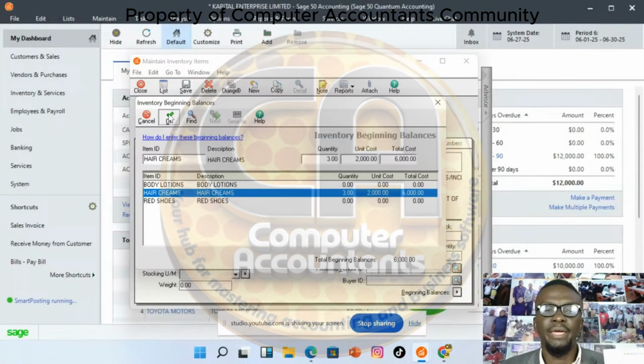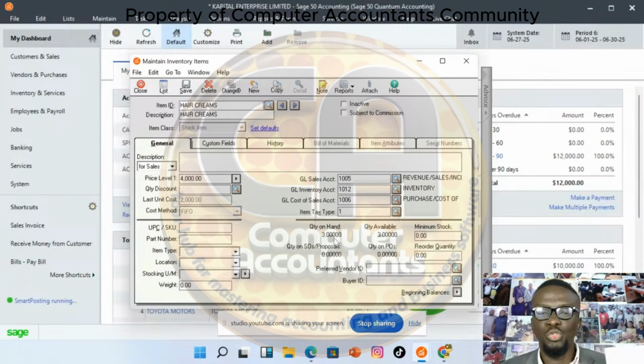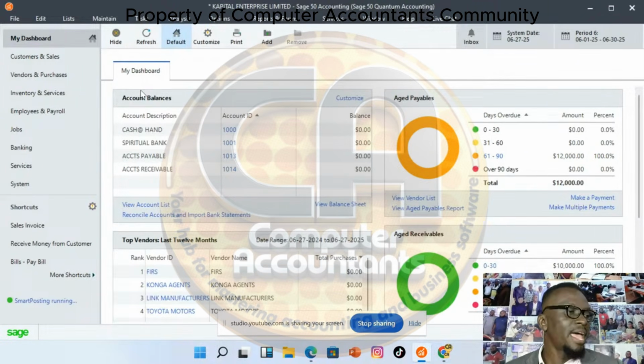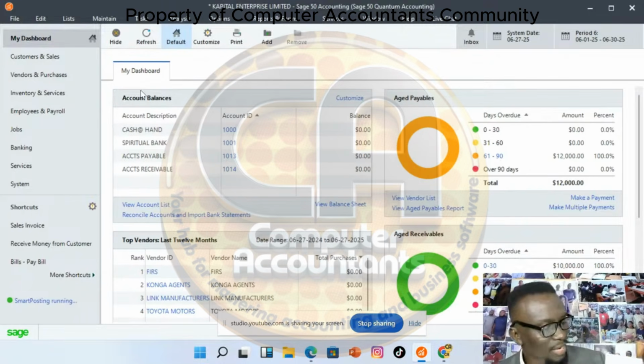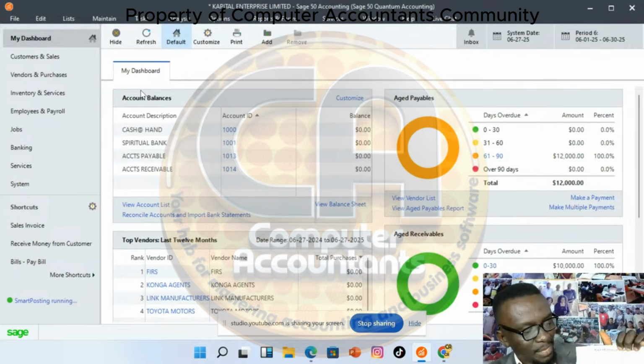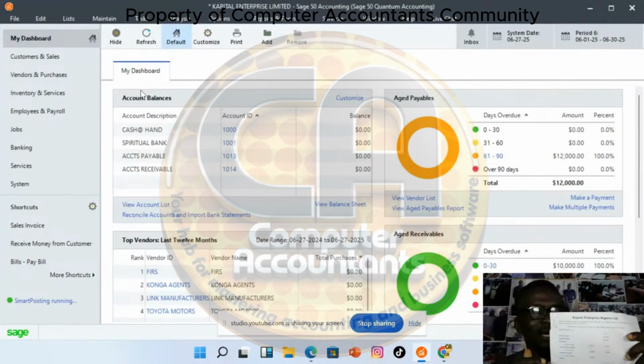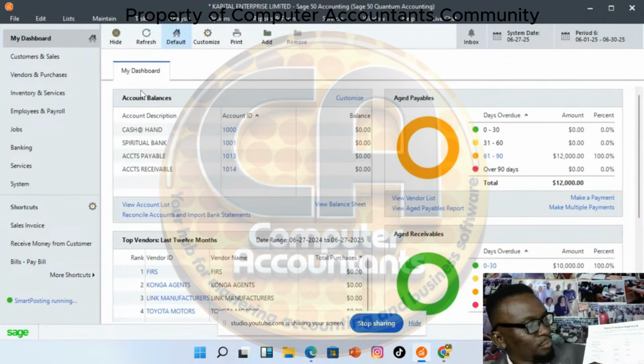So you click OK and look at it here. It's showing exactly what we have. Then you save and exit. So everything about setup has been completed, has been concluded. Now, the next phase of this work is to start posting transactions. And the first transaction to post is the beginning balance. Look at it here. These are balances brought forward.